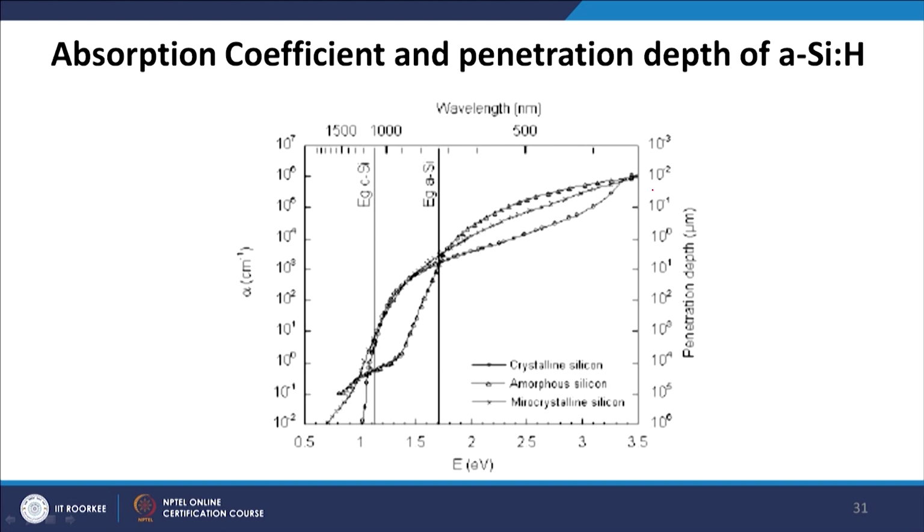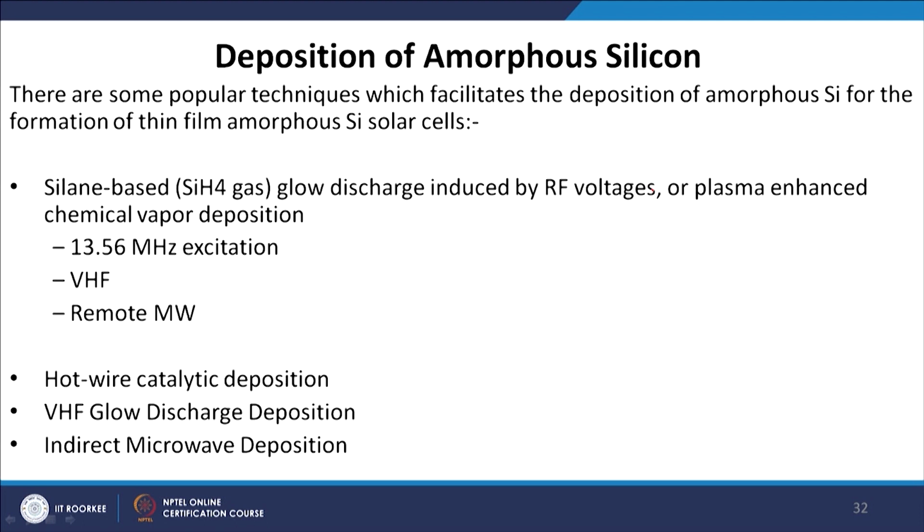it changes significantly. Now, for the deposition of amorphous silicon, there are some popular techniques which facilitate the deposition of amorphous silicon for the formation of thin film amorphous silicon solar cells. Silane based gas glow discharge induced by RF voltage or plasma enhanced chemical vapor deposition are two commonly used techniques to deposit amorphous silicon. Some of the characteristic features are that 13.56 megahertz excitation is required, very high frequency, and we also need to remove the molecular weight.